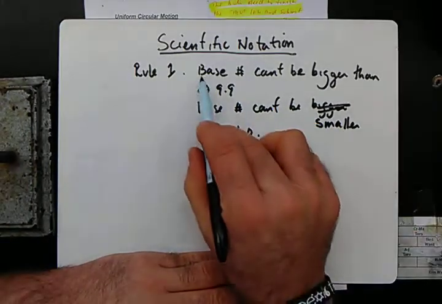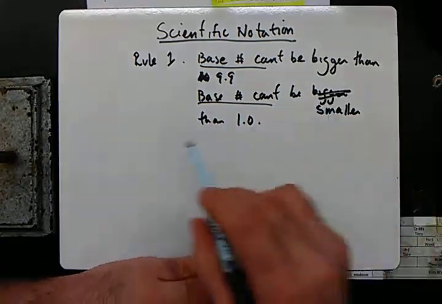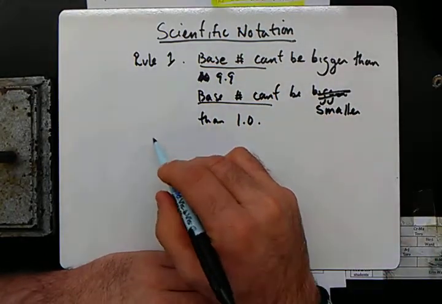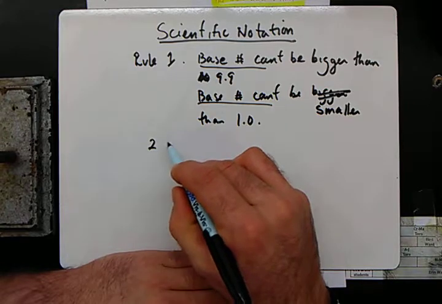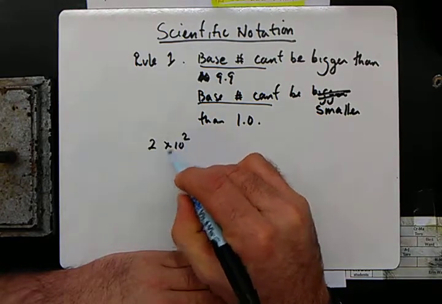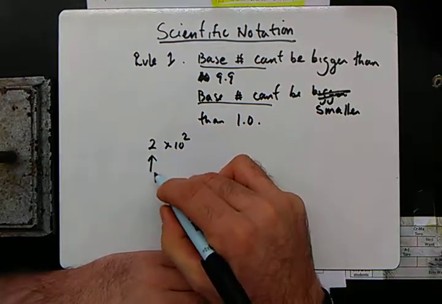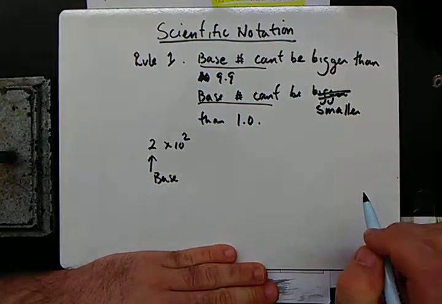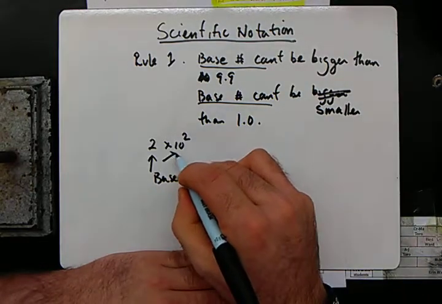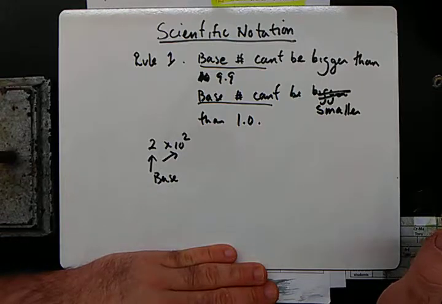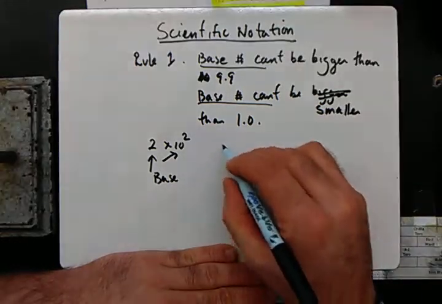Okay, let's talk about base numbers. All right, so here's what we call a base number. Okay, that's a base number. And we're just multiplying it by a larger number there. All right, so let's try one.